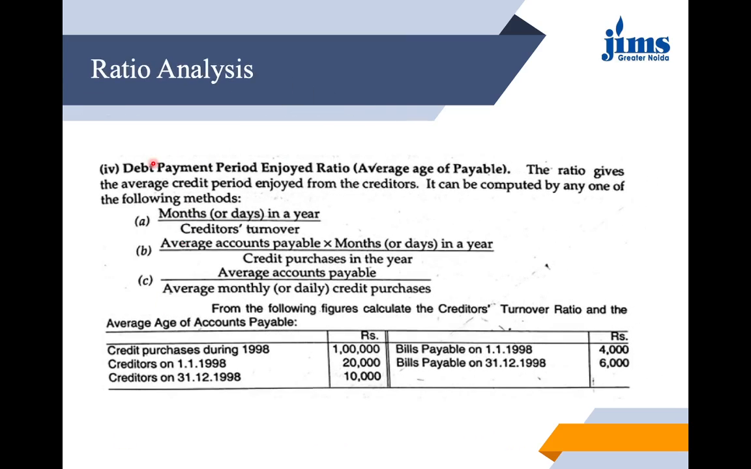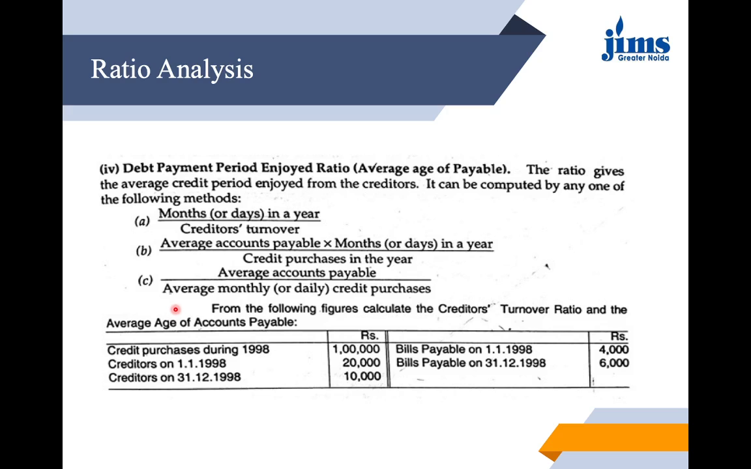Now next is the counterpart of this one, the debt payment period enjoyed ratio, or you can say the average age of payables. This ratio gives you the average credit period that you are able to enjoy from your creditors. It is computed by any of these three formulas. The formulas are almost similar. The first is months or days in a year upon the creditors turnover. In the second formula, you just need to put the formula of creditors turnover in it, so average accounts payable into months in a year upon the credit purchases in the year. The last one is also similar to the debtors one: average accounts payable upon the average monthly or daily credit purchases.